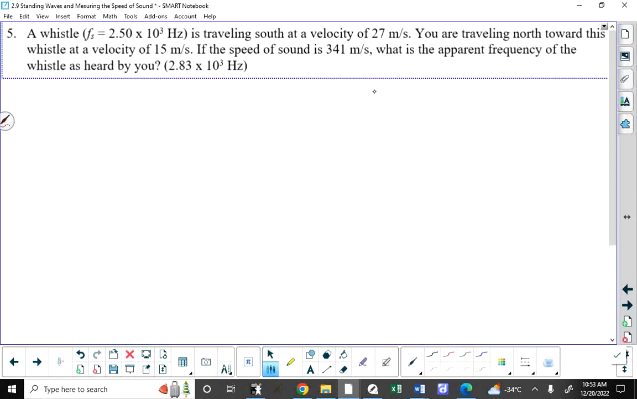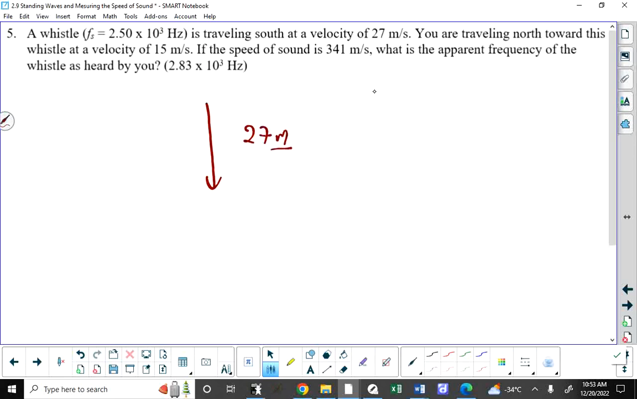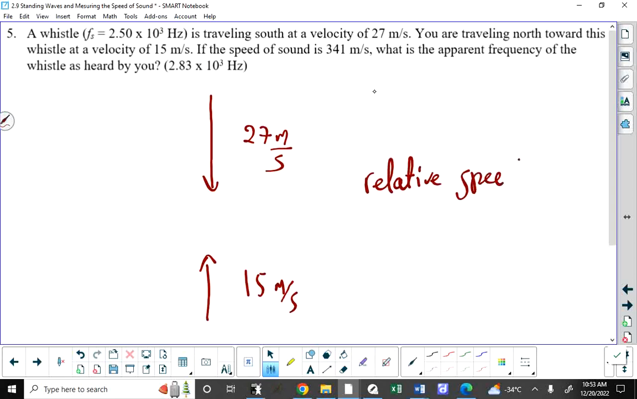So I have on the one hand the whistle, and clearly the whistle isn't a sentient being traveling south. It's in a car or on a bike or something. But this is moving at 27 meters per second south. You were moving towards it at 15 meters per second. The relative speed of the observer, and it's not too early to review this. We studied relative motion problems in Unit 1.